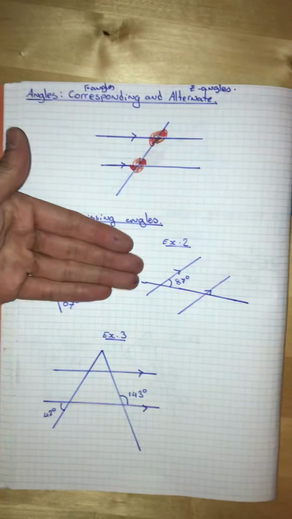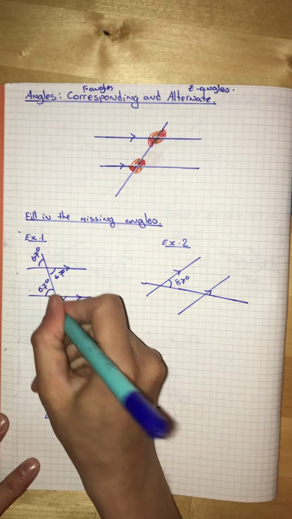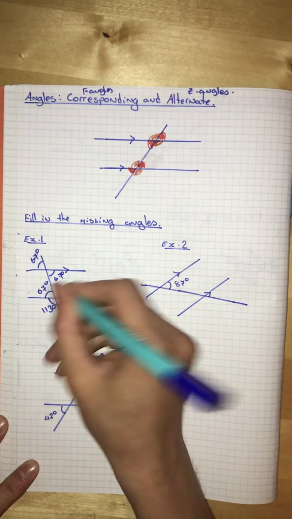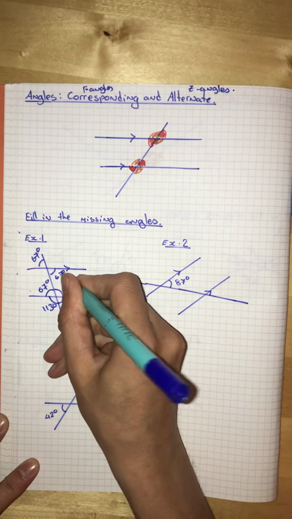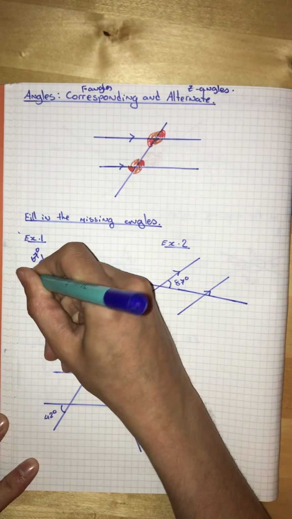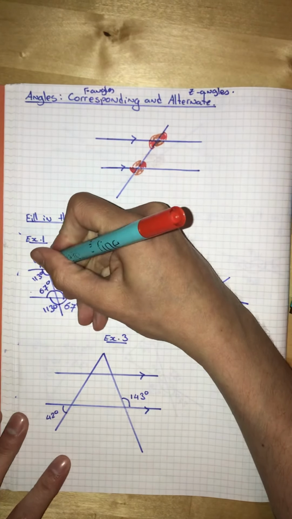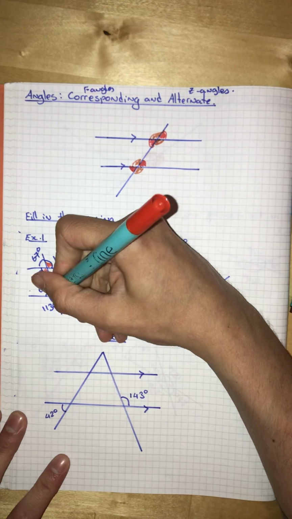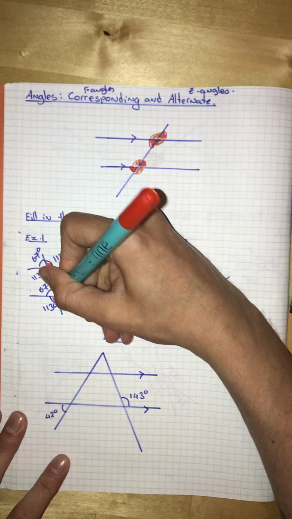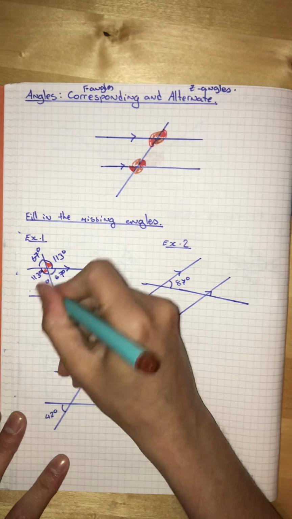Angles in a straight line add up to be 180, which means that that angle is going to be 113. That's going to be 113, which means that that's going to be 113, and that's going to be 113. So I colour them in to show which ones are equivalent or equal.